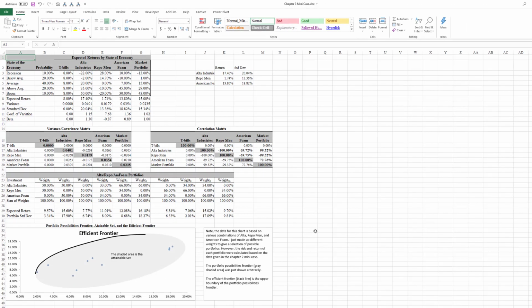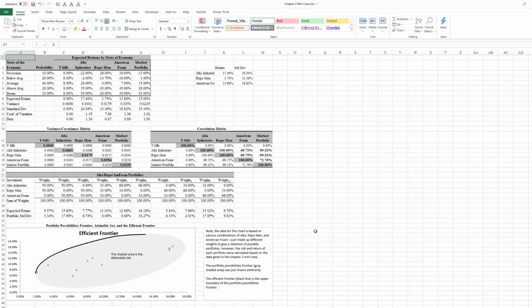All right, and then finally, I've kept in here the Chapter 2 mini case data from an older edition of the textbook. So we no longer have this in the textbook that you're using, but it's good data. What we had here was a probability mass function for Treasury bills, Alta Industries, Repo Men, American Foam, and the market portfolio. And they asked you to calculate the expected return, the variance, the standard deviation, the coefficient of variation, and the beta of each of these securities. So I encourage you to work through this.